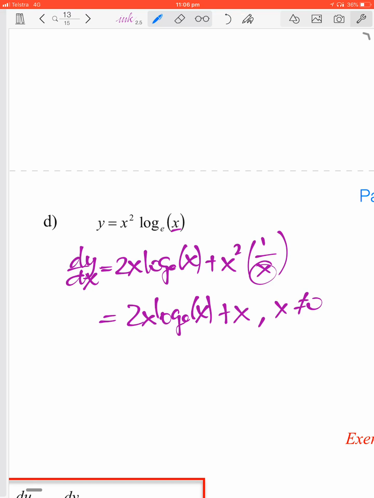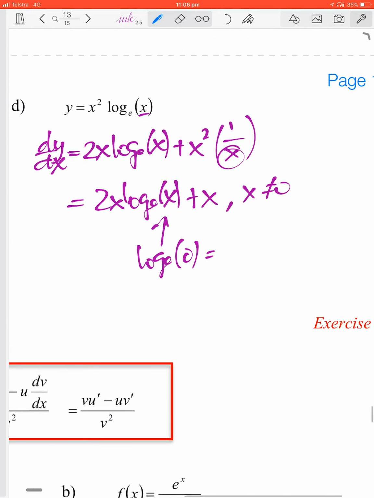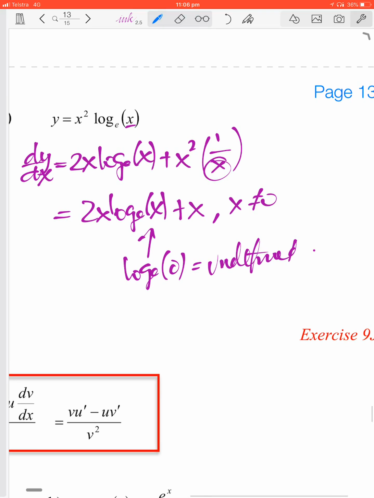but we know x can't equal 0 because we've gotten rid of an x on the bottom. We know it can't equal 0 anyway because you can't log 0. It is undefined. So that's why it can't equal 0. It actually has to be greater than 0.